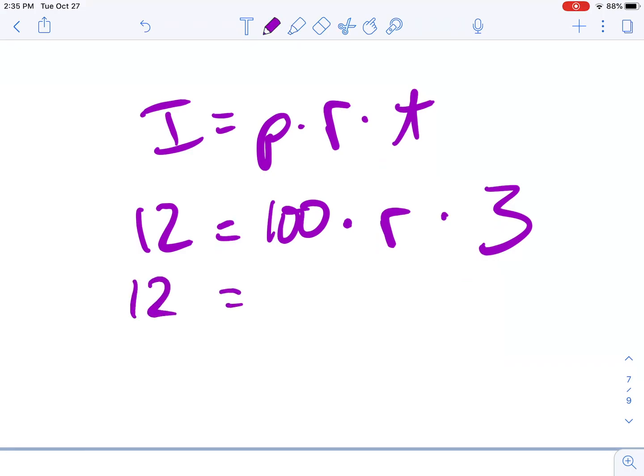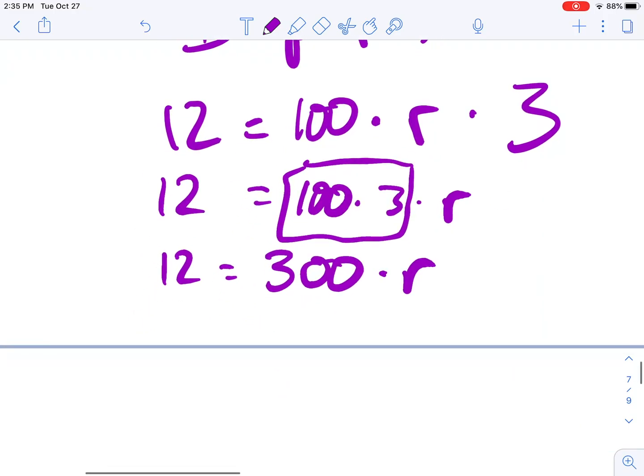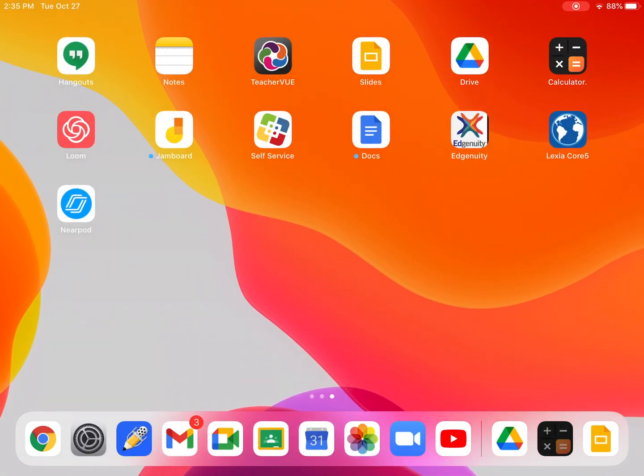So here we'll have 12 equals, we can take these two numbers and multiply them, okay? We're going to multiply 100 times 3. So I'm just going to move around these numbers, because in multiplication you can move things around and that's totally fine. So 100 times 3 is 300. Now, 12 equals 300 times something. So if we need to figure out what the something is, we can divide by 300. Okay, so then these cancel out because they equal 1. And you're left with 12 divided by 300.